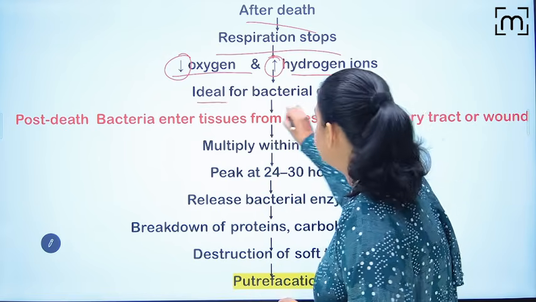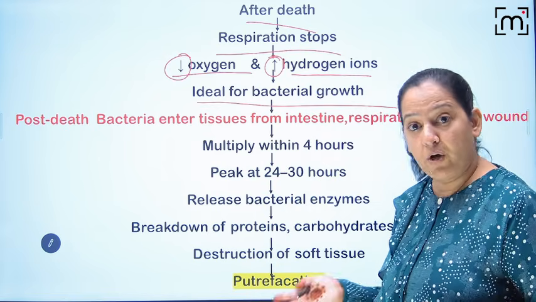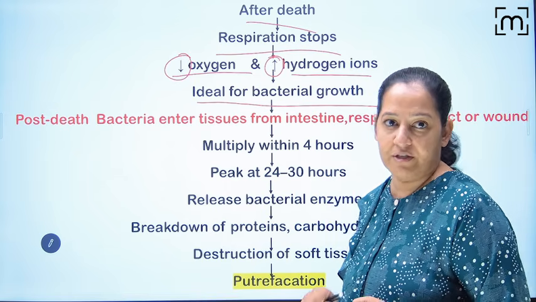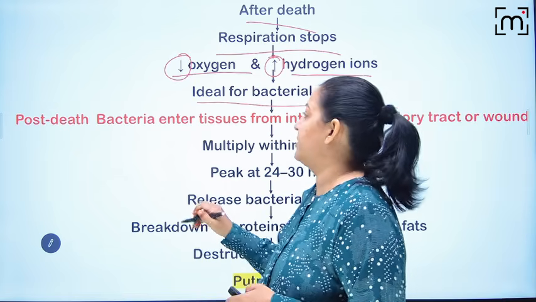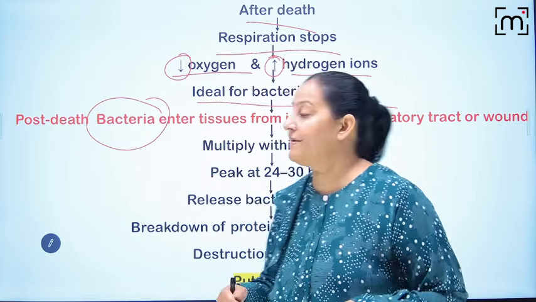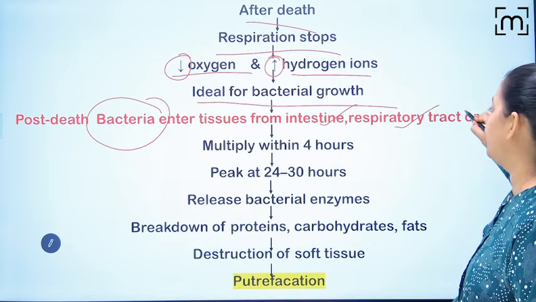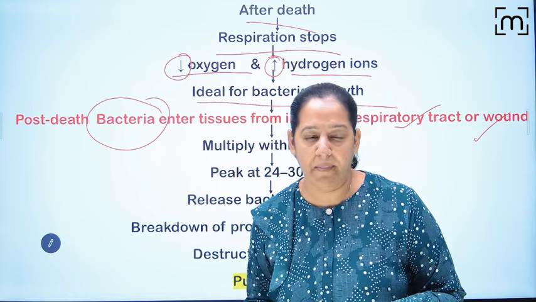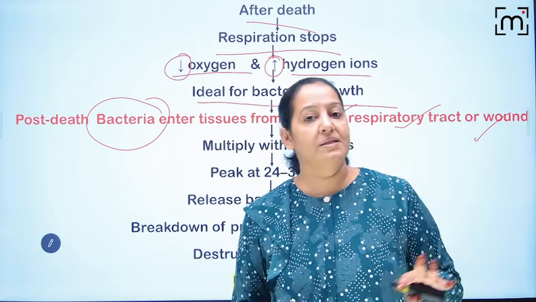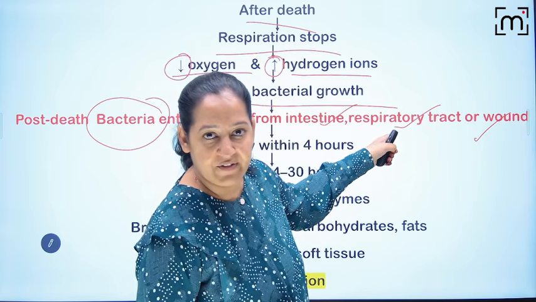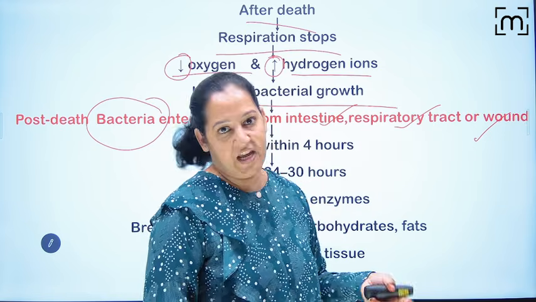And this is the ideal condition for bacterial growth. Bacteria grow in low oxygen and high hydrogen ions. Now post-death, which bacteria? The commensal bacteria, which are already present in the intestine, respiratory tract or wound. If before death some wound is there, the wound may be contaminated with bacteria. So these are the commensal bacteria in the intestine, in the respiratory tract, or in the wound, where they can be pathogenic bacteria.